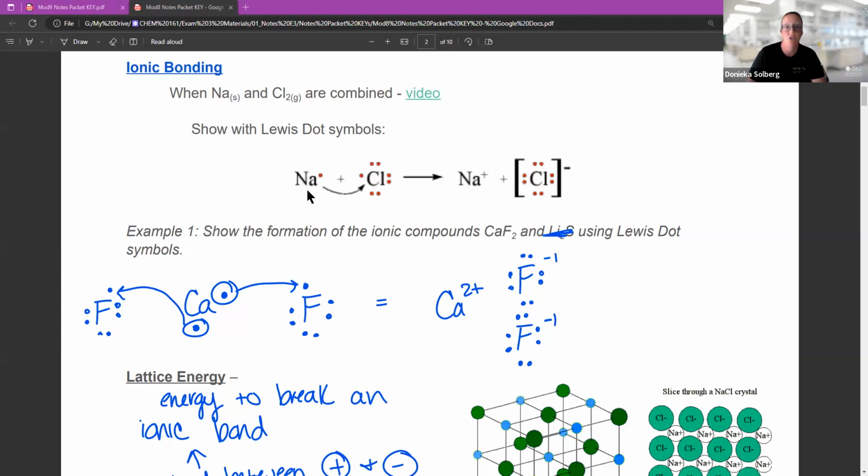Okay. So this is how we show the formation of an ionic bond, or really how ions form, and then they can attract with their positives and negatives. So in example number 1, I want you to show the formation of the ionic compound CaF2, just that one because there's not enough space for Li2S, using Lewis dot structure. So what I did is I first drew calcium's and fluorine's structures. So hang on.